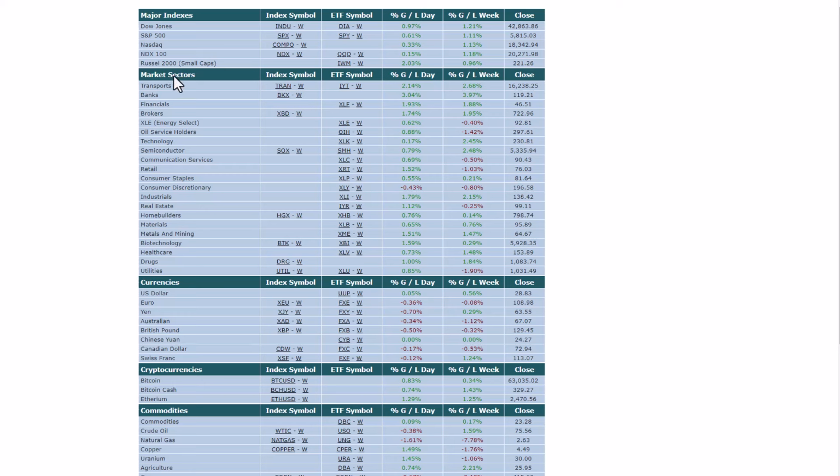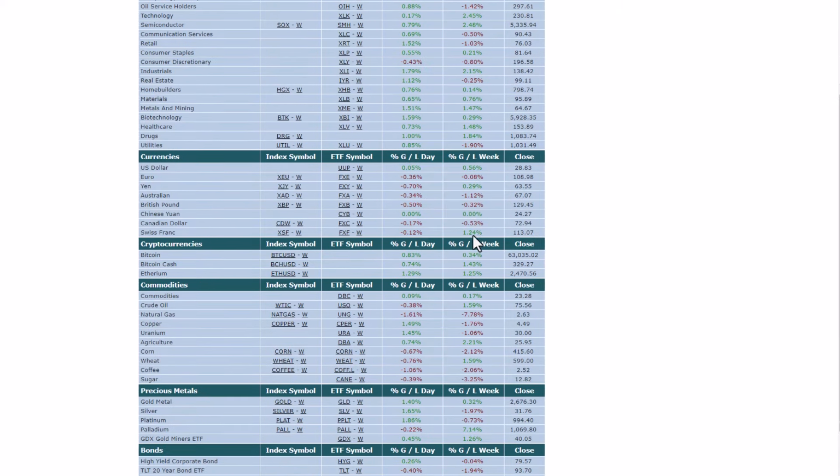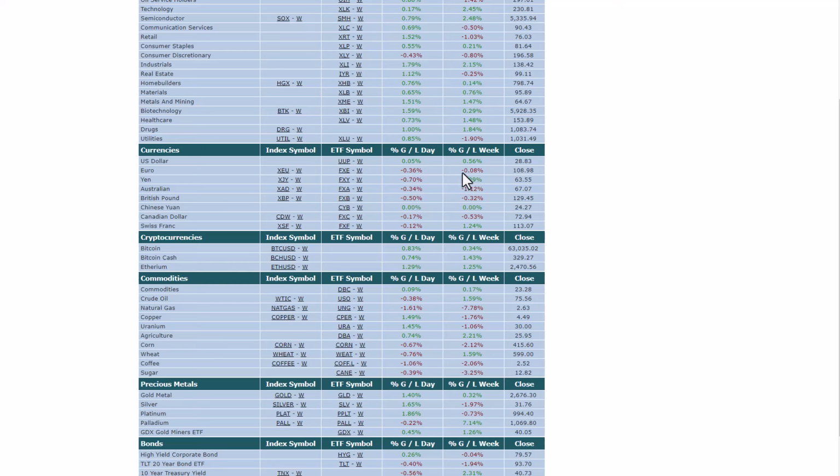Now, as far as the market sectors, we followed 21 of them here. And out of the 21 market sectors, more were up than not. There were some small down sectors, oil services, XLE energy, retail, etc. Currencies, US dollar was up again for the week, up 0.56%.